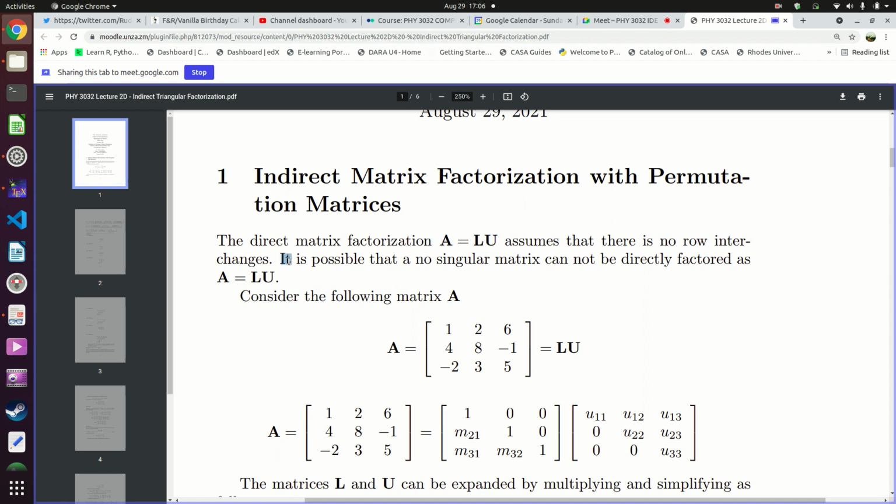However, it is not always possible for you to factorize your matrix into L and U like this. An example of a matrix where it's not possible to do factorization without a row interchange is the one we have here. So we will attempt to factorize this matrix A, which is 1, 2, 3, that's the first row, then 4, 8, minus 1, the second row, then minus 2, 3, 5, the third row. We'll try to break this matrix into L and U so that we can show that certain matrices you can't break like this unless you do something else.